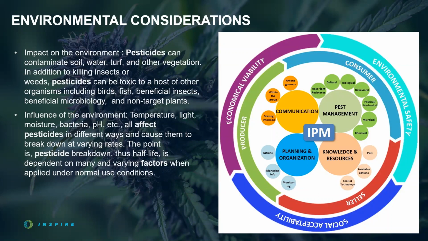Also, think about environmental considerations for the chemistry you might use. For example, sulfur is going to be much more effective in a high humidity environment when the temperatures are below 80 degrees. In a dry and hot environment, you apply sulfur, you will burn the plants.